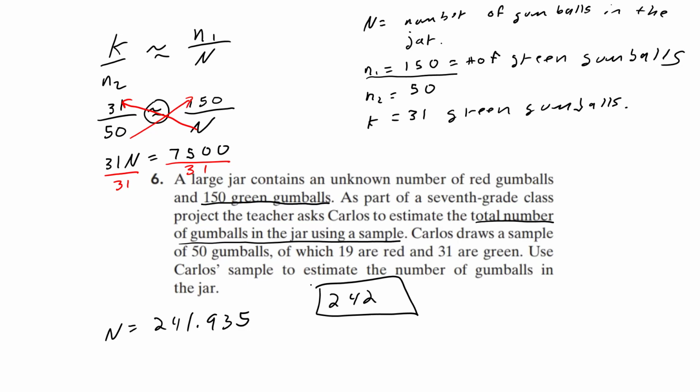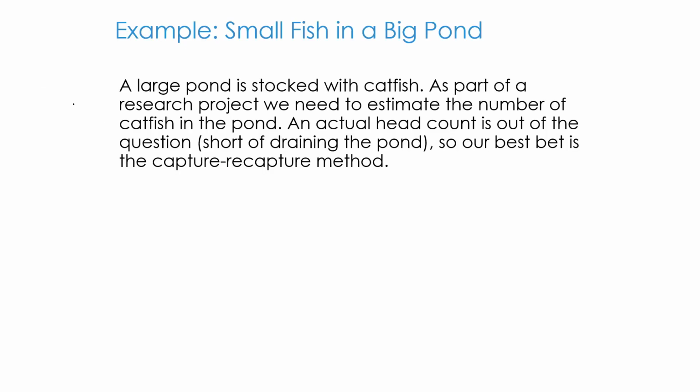Again, the important thing to do is to recognize what your variables are. So N1 was the number of green gumballs. That's how many you know are tagged in the entire population. N2 is the size of the sample, and K is how many in that sample were tagged. Both of these are ratios of tagged to total, and we're assuming that they are in the same proportion, the same ratio. Okay, so let's move on.